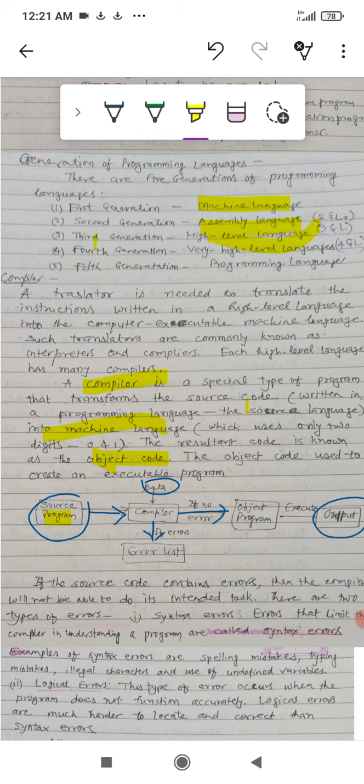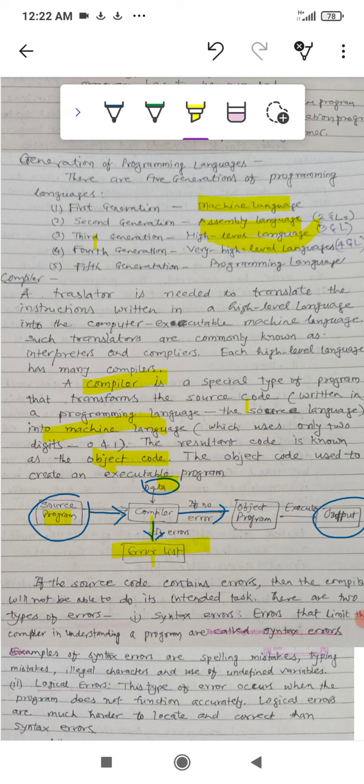Source program or data goes to the compiler, and if the source code consists of errors, then the compiler will not be able to do its intended task, and it gives an error list.